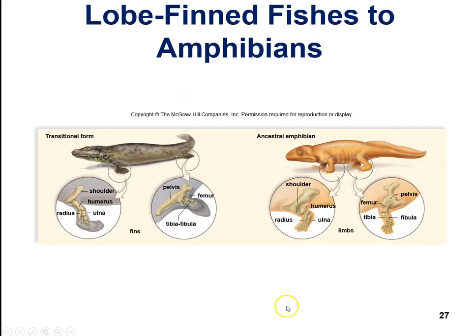Okay, so this is showing you this sort of transitional form, an example of that fossil versus an ancestral amphibian. And you can see the similarities here. If you look at the bones that are present at the joints here, same bones, okay? Again, it indicates that these guys have a similar evolutionary origin.